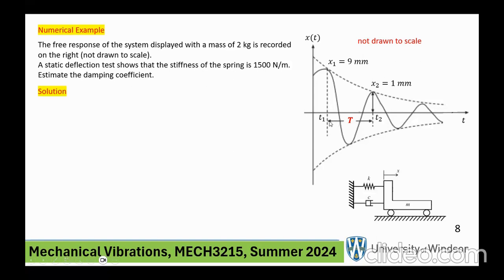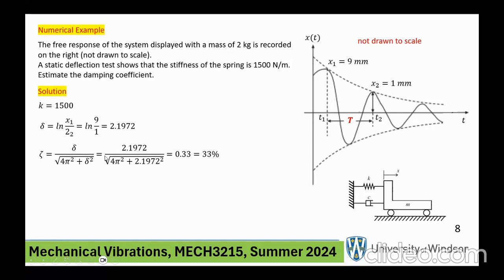Suppose at some time, the first peak was 9 millimeters. The adjacent peak was 1 millimeter. Okay? So the logarithmic decrement is natural log of 9 over 1, right? You use your calculator, you have your delta. You have the value of k, by the way, it's given to you. Plug delta in that expression that you have to know, memorize, write it down. And then you get 0.33, which means 33% damping. That's a lot of damping, but anyway, that's what it is, okay?